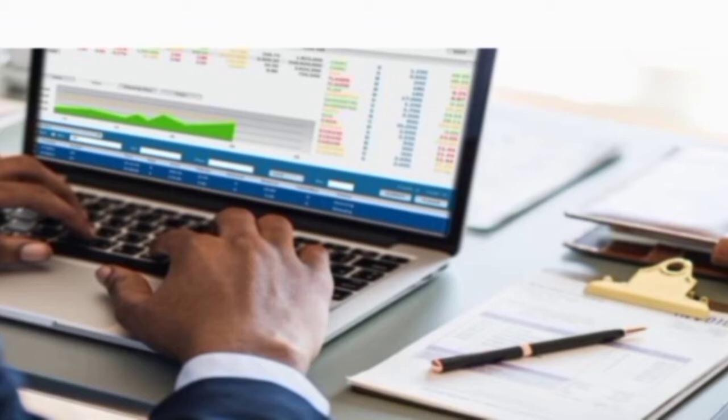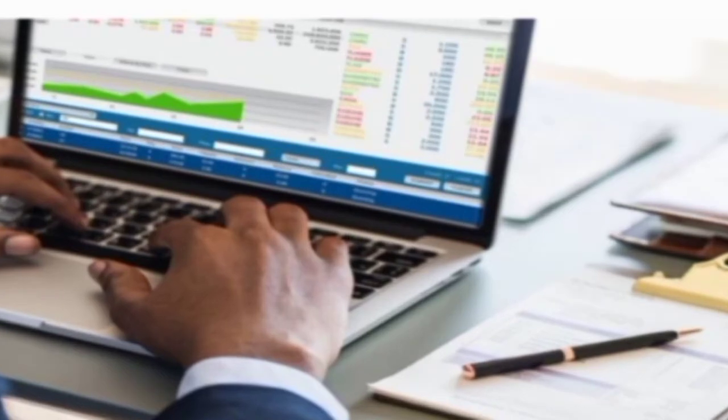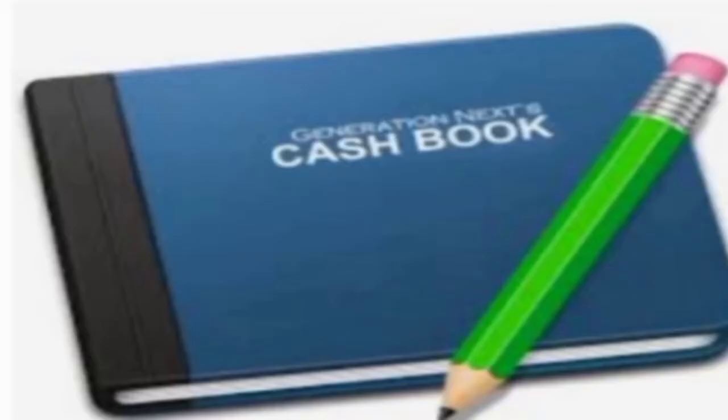The books he is going to use in recording all these transactions are: 1. The cash book, the farm ledger, and the journal. So these are the 3 books that the bookkeeper will use in recording the financial transactions of a farm.